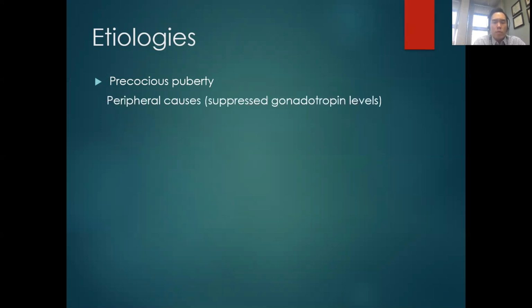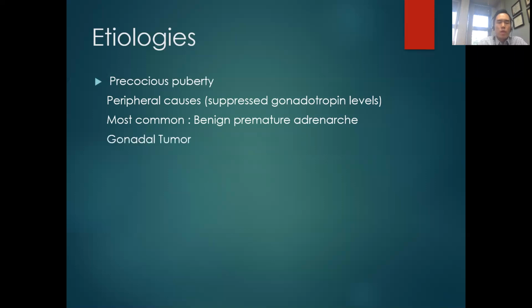Now, for peripheral cause, on the laboratory exam, you're going to see very suppressed gonadotropin levels with elevated sex steroids. Again, the most common source is adrenarche. And luckily, the majority of cases will be benign premature adrenarche, where the adrenal gland just starts secreting androgens without a true pathology. We call it benign premature adrenarche.